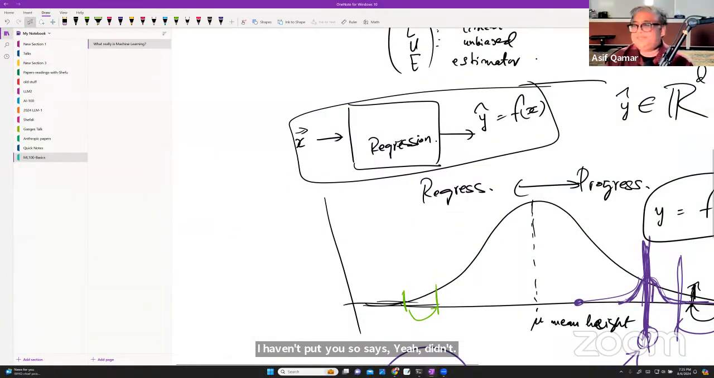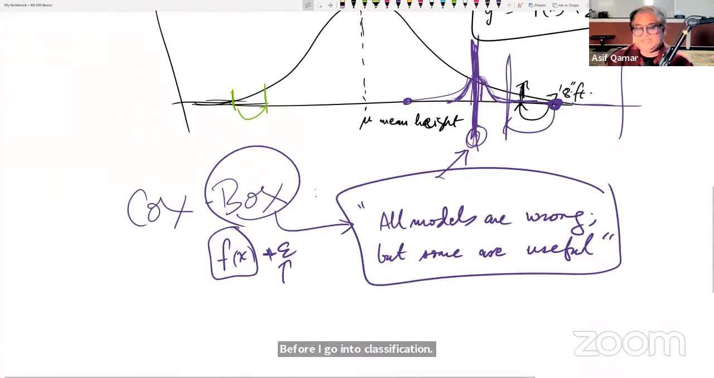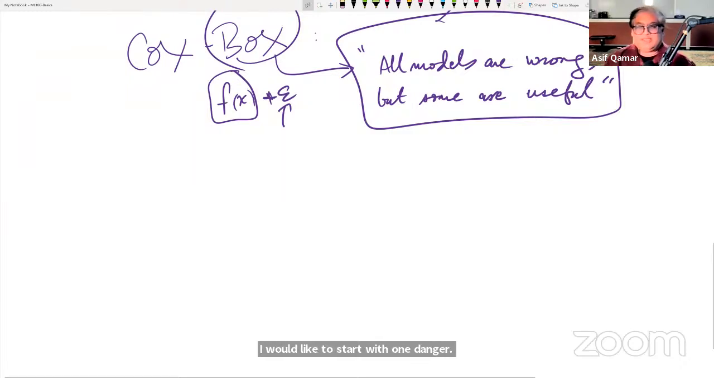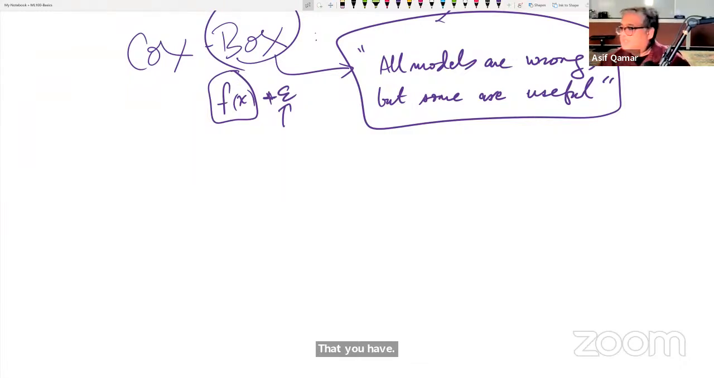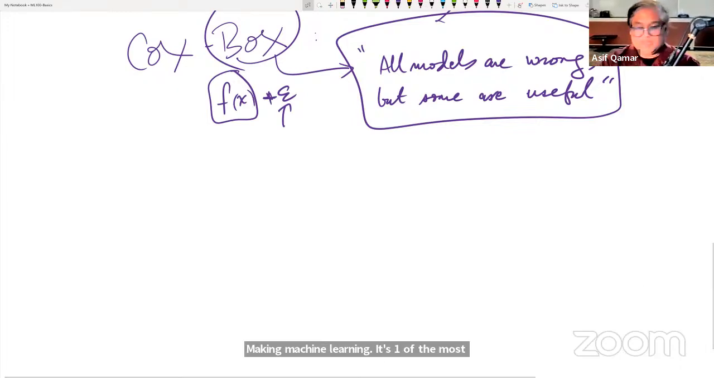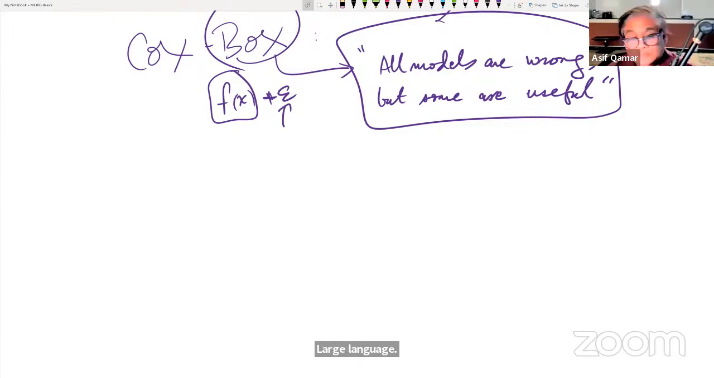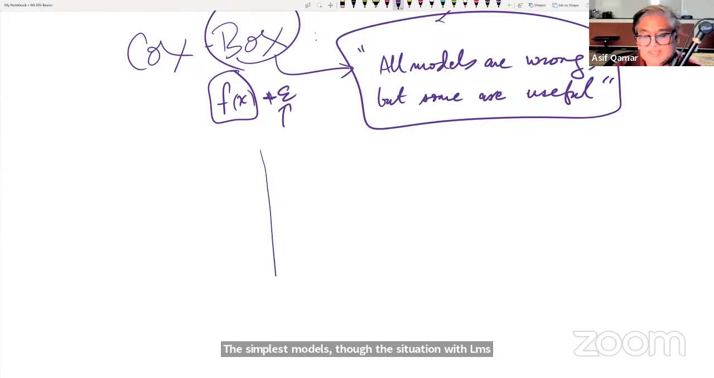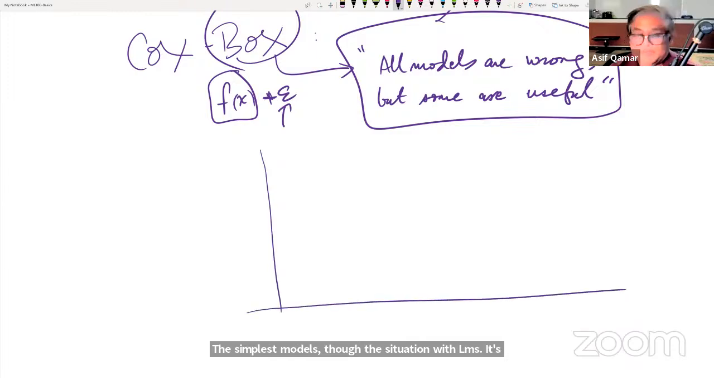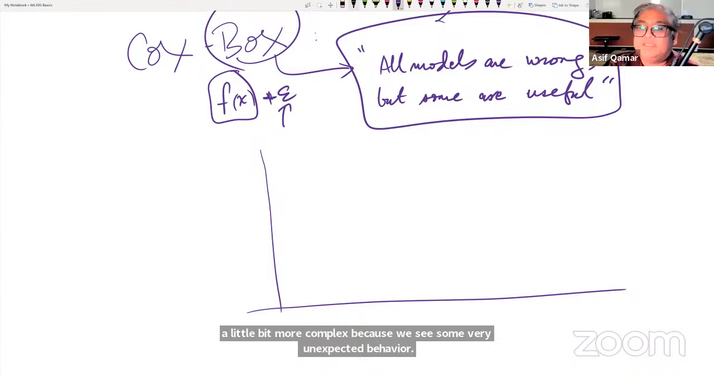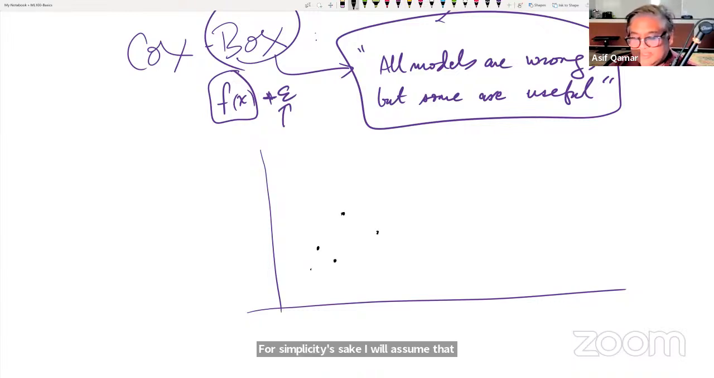But before I go into classification, I would like to start with one danger that you have whenever you try to hypothesize with data. So I will use regression itself to bring about the dangers of making machine learning models. It's one of the most common dangers. It is as common today with these ginormous large language models as it was with, for example, the simplest models. Though the situation with LLMs is a little bit more complex because we see some very unexpected behavior. But for simplicity's sake, I will assume that it's, in some form or the other, universally applicable.